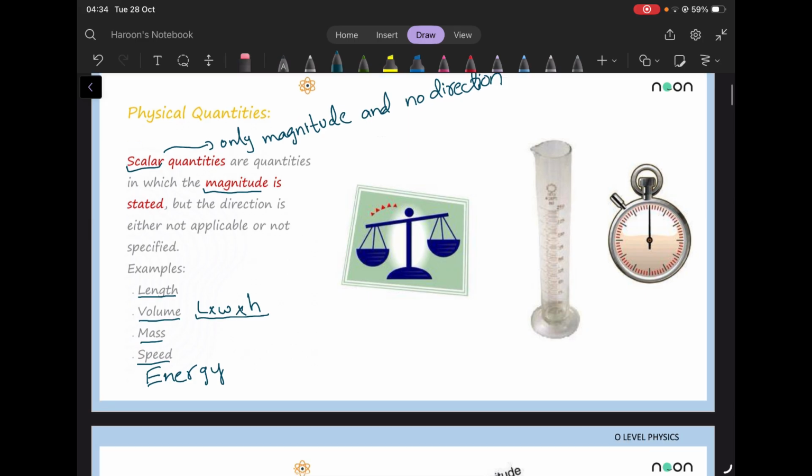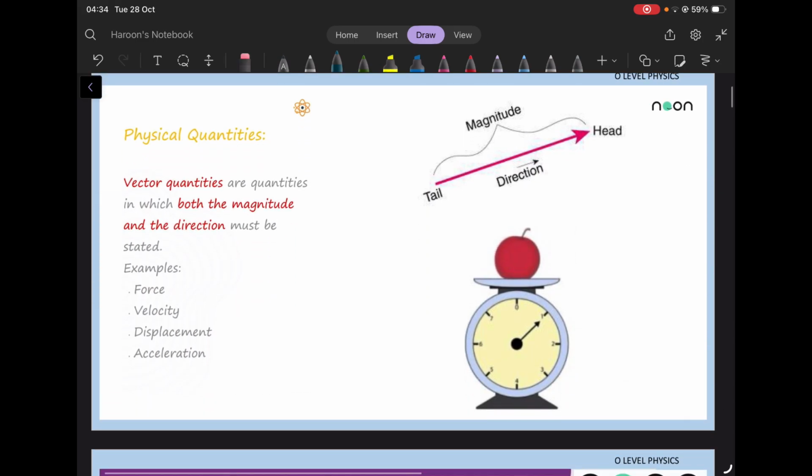Now, next, vector quantities. These are those physical quantities which have a magnitude as well as direction. They have magnitude plus direction. When any physical quantity has magnitude, which is the size, of course, as well as direction, it would become a vector quantity. I'll just write a few examples on the previous slide.